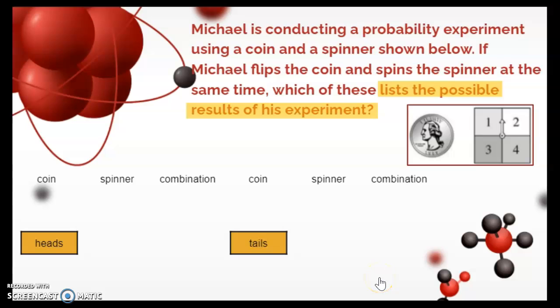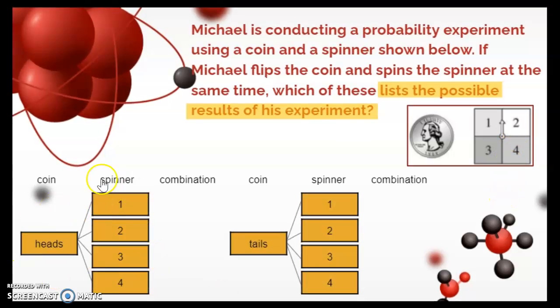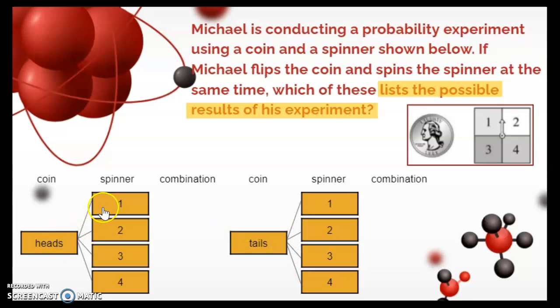And then I'm going to show you it in list view, which is the view that you'll see your answers in. So I have 4 different options for my spinner. So I'm going to add those to my tree diagram. So if I got heads, I could get heads and 1, heads and 2, heads and 3, heads and 4, or I could get tails. Tails and 1, tails and 2, tails and 3, tails and 4.